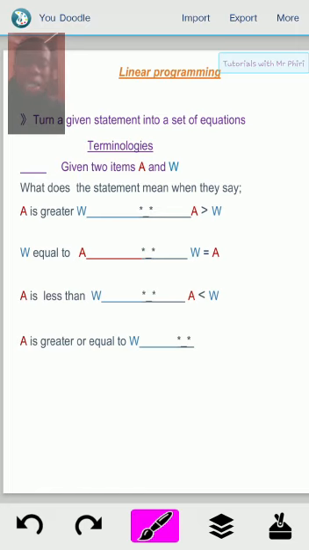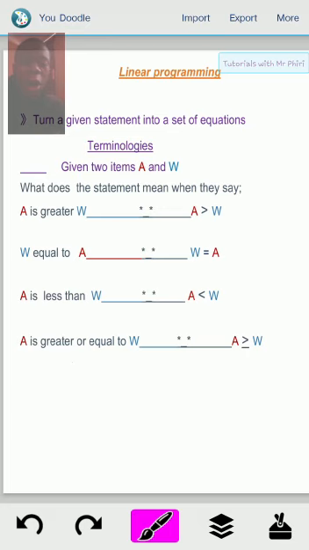Now, A is greater than or equal to W. The first part we need to look at is the greater than part. A is greater than, so it's the same principle as before, but there will be an equal to. So here it will be A is greater than or equal to W. Again, the big side of the symbol is pointing at the big item, and the smaller side is pointing at the small letter.